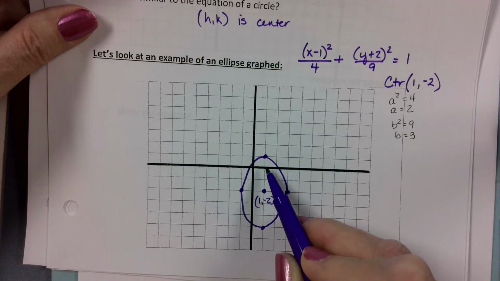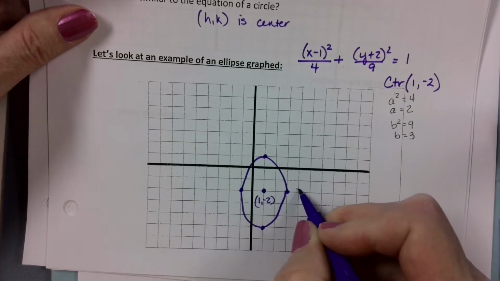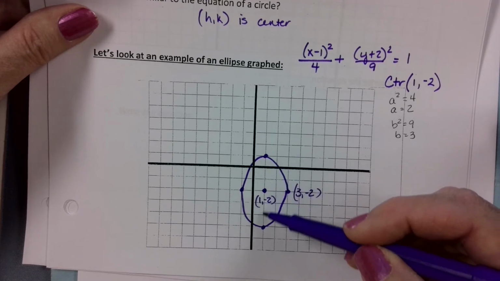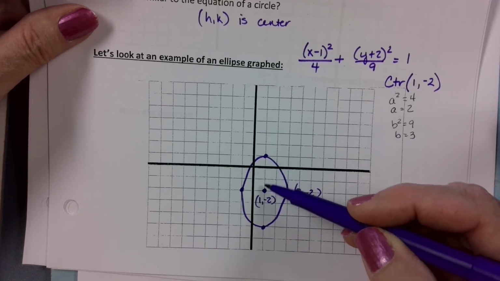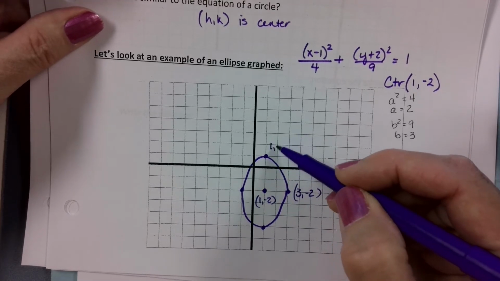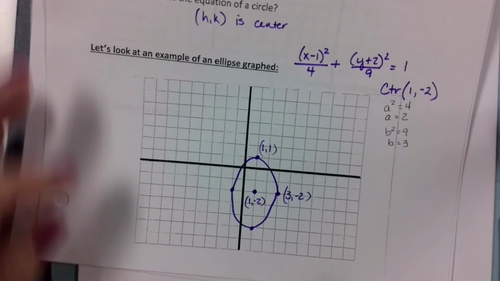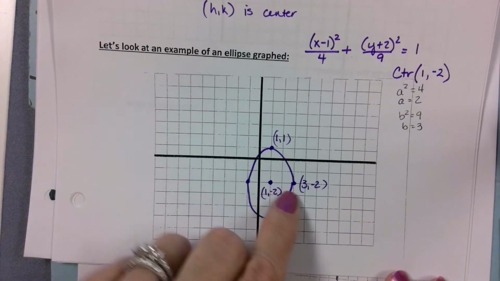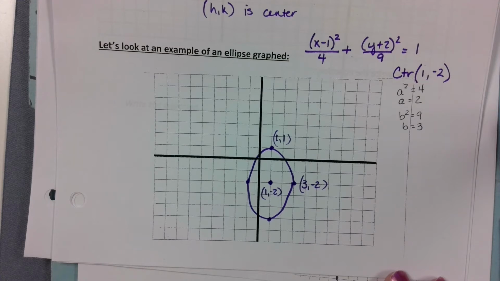So I'll just label this one 1, 2, 3, 1, 2. So 3, negative 2. And then label one of the points that you graphed vertically. So I can either label that one or label that one. So I'll just label this one. It's 1, 1. But you make sure that you have the same distance to the center from each of these and then to the center from each of those. Any questions on that one?